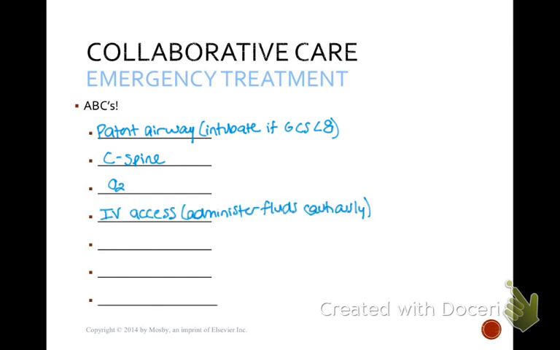IV access, but we want to be careful with our fluids, right? What fluid do we want to be careful with if we're giving too much of it? Hypo, right? Because what's going to happen? Yeah, we can cause more cerebral edema, especially if we have a head injury patient. See how this is all tying together? Woo!